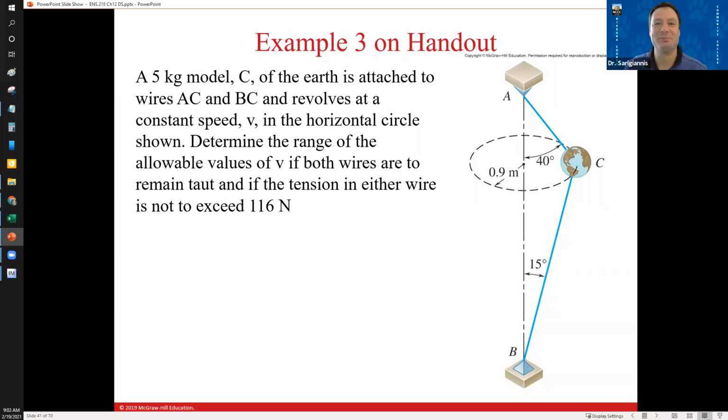All right. I talked about this before. At the end of last class, we finished off talking about this. We've got this model of the Earth that's supported by these two cords, wires. They're calling them wires. It says determine the range. Well, it's revolving at a constant speed. Determine the range of the allowable values of V if both wires are to remain taut. So V being velocity. If the tension in either wire is not to exceed 116 newtons.